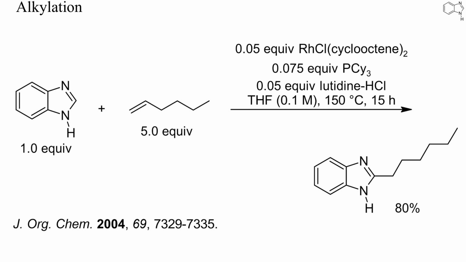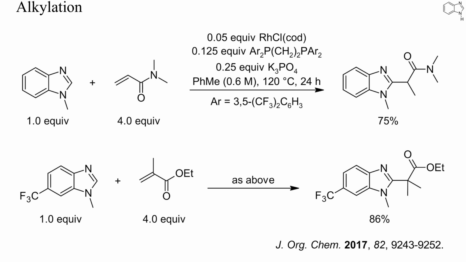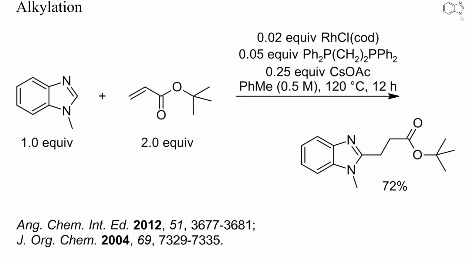Simple unactivated olefins can alkylate benzimidazoles at position 2. Here, such an alkylation was catalyzed by a rhodium complex. With electron-deficient alkenes, however, both branched or linear products may result. In these two examples, the benzimidazoles added to the less electron-deficient carbon atom of the alkene. Tert-butyl acrylate, on the other hand, mostly gave a linear product under these conditions.